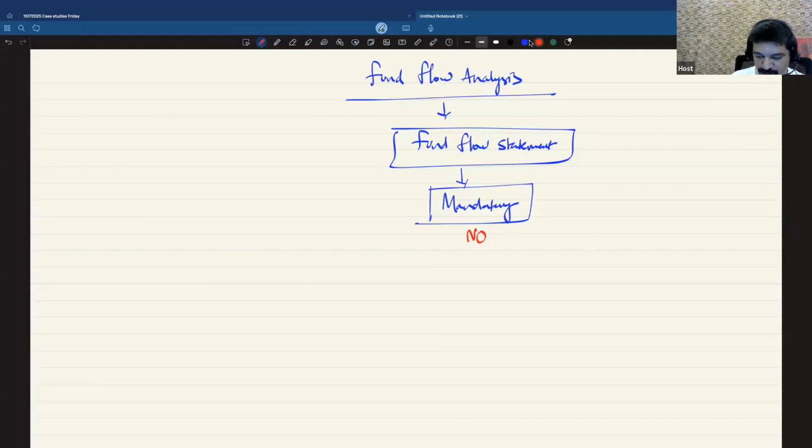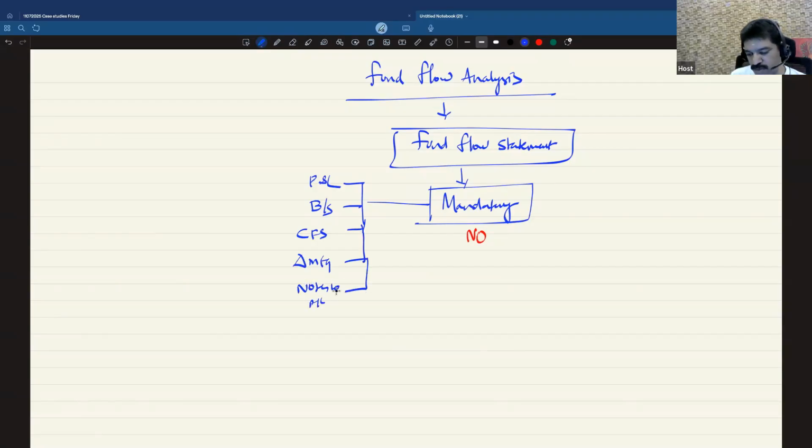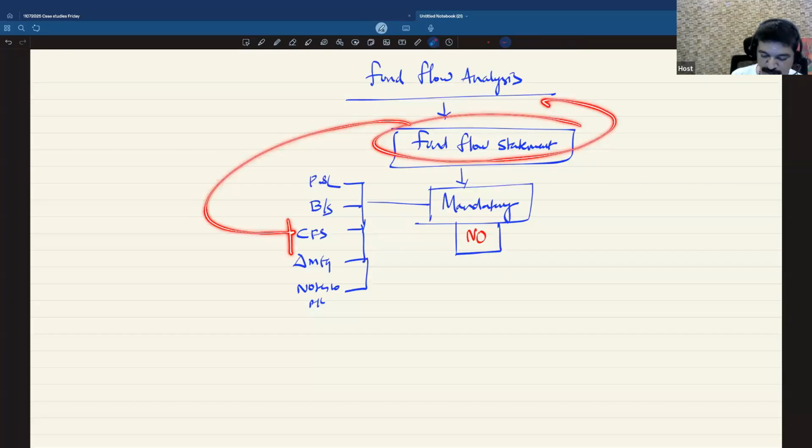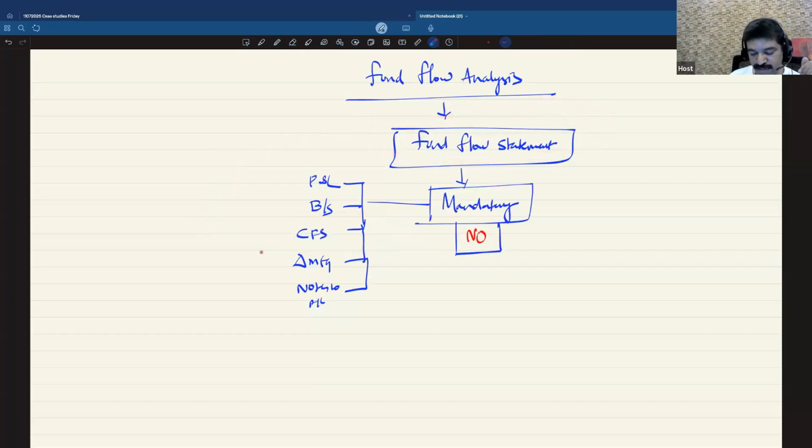The mandatory financial statements are basically the statement of P&L, the balance sheet, the cash flow statement, the statement of changes in equity, and so on, the list goes. Then notes to accounts. But this fund flow statement is not a mandatory statement. It used to be a mandatory statement long back. Then the fund flow statement was substituted by the cash flow statement. Till then, it was a mandatory statement.